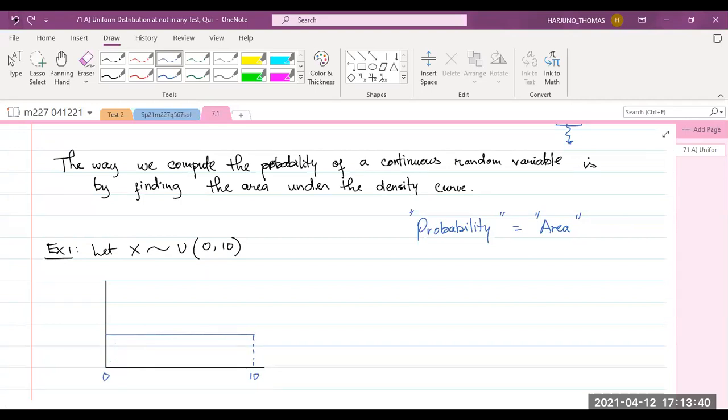Now we want to associate the probability with the area under the curve, knowing that the total probability of any random variable, as we have learned before, the total probability under this curve has to be 1.